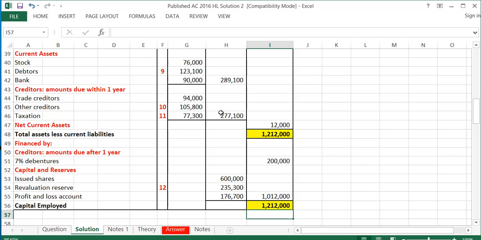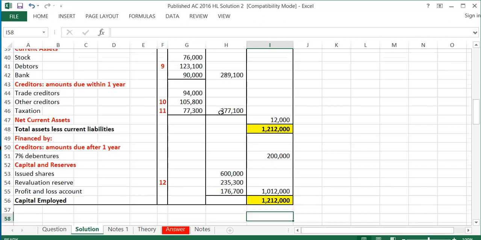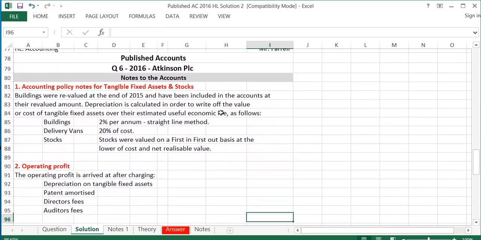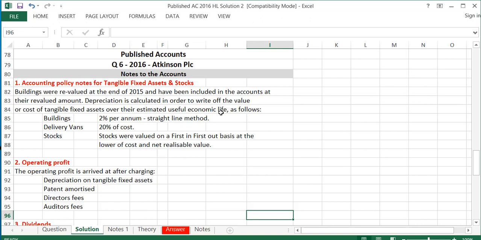Now we're also asked to do 5 notes to the accounts. So we'll have a look down through these notes now. The first note we're asked to do is accounting policy note for tangible fixed assets and stock. So this is just a standard note that you have to do. The only thing that will ever really change here is the year and the percentages.